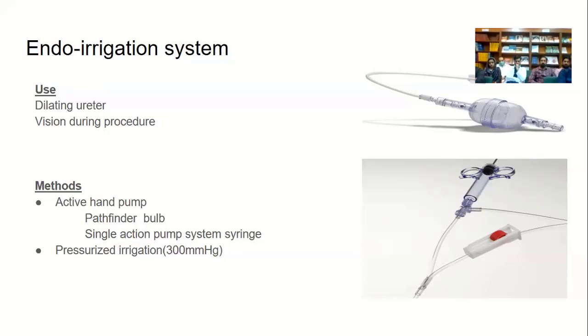Anything else? Energy source. Energy source, laser is very important. Laser, how does it reduce the chances of retropulsion? In dusting, there is less chance of retropulsion. While in pneumatic, there is the most chance of retropulsion. So when you are using lasers, there are fewer chances.